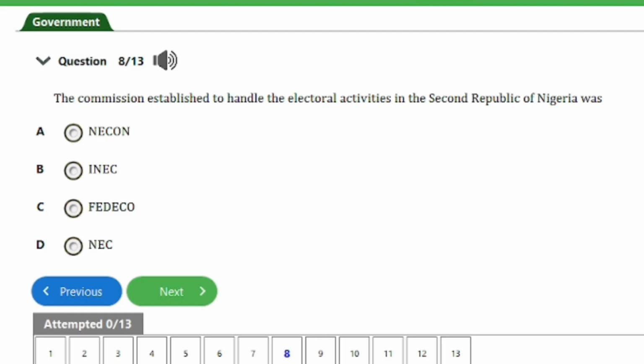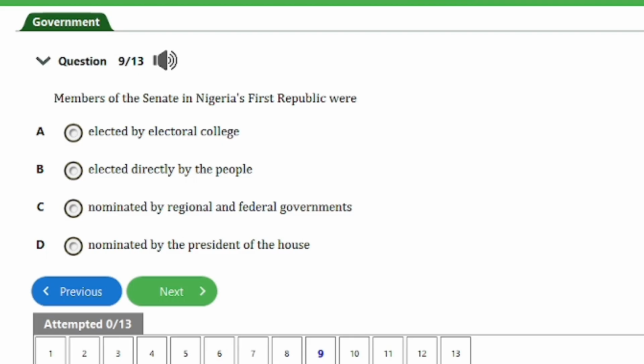So the next question here, question number 9 says, members of the Senate in Nigeria's first republic were A. elected by electoral college, B. elected directly by the people, C. nominated by regional and federal governments, D. nominated by the president of the house. So guys, the answer to this question is option A. They were elected by electoral college. So that's it for this question. Let's head on to the next one, guys.